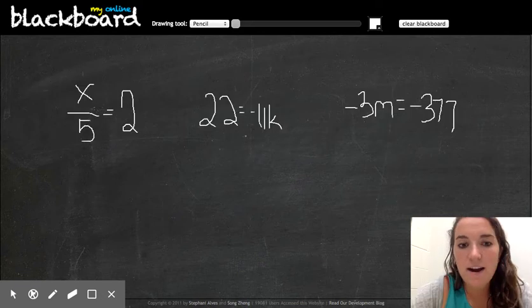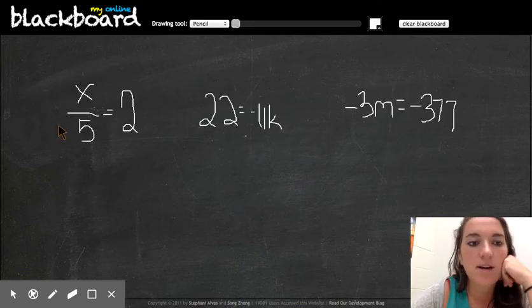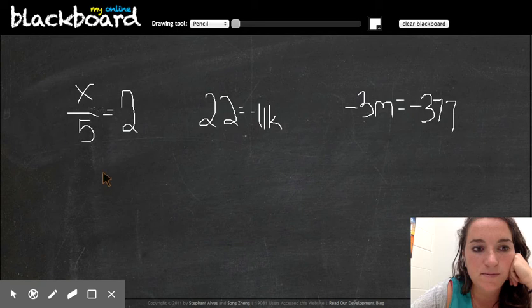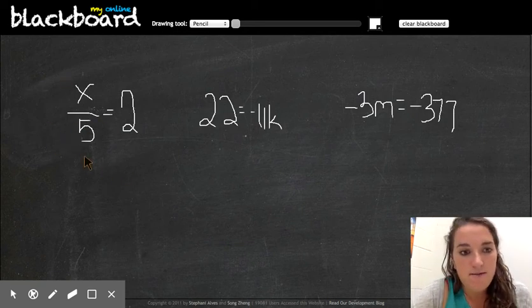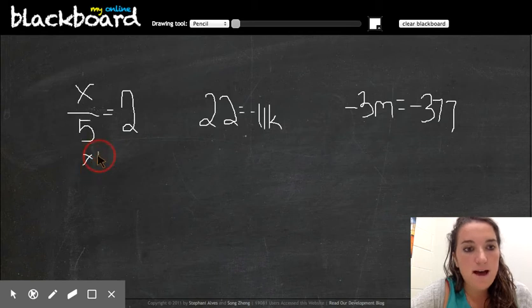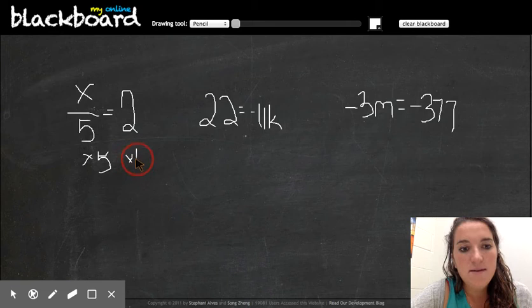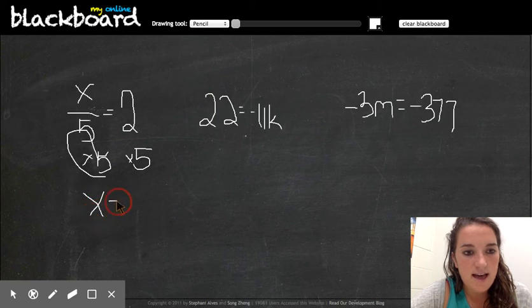All right, for these next three, what operation is this when it's in fraction form? Division. So how can I undo the divided by 5? I can multiply by 5 on both sides. If I divide by 5 and then multiply by 5, they undo each other, so I end up with just x. X equals what? 10.